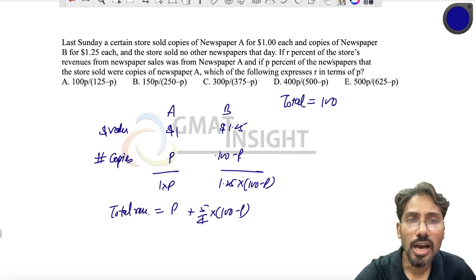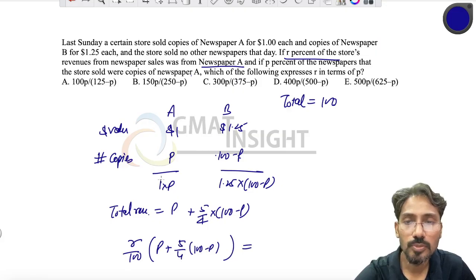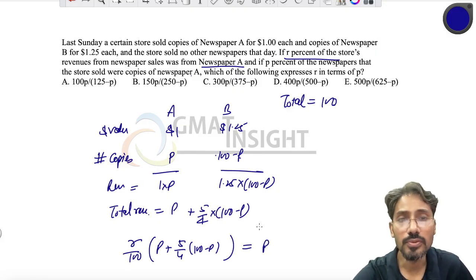It's also given that R% of the store's revenue from the newspapers was from sales of A. That means R% of P plus 5/4 times (100 minus P) comes from the sale of newspaper A. So the revenue here is coming as P. Now we just have to solve this.